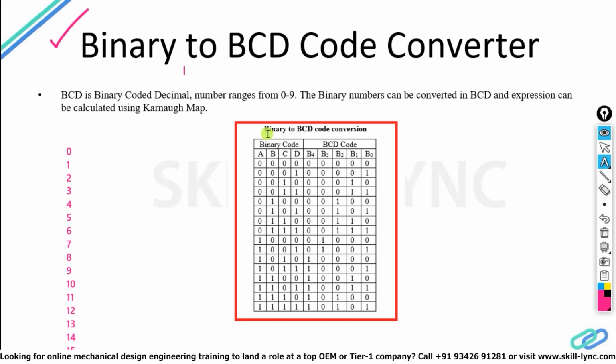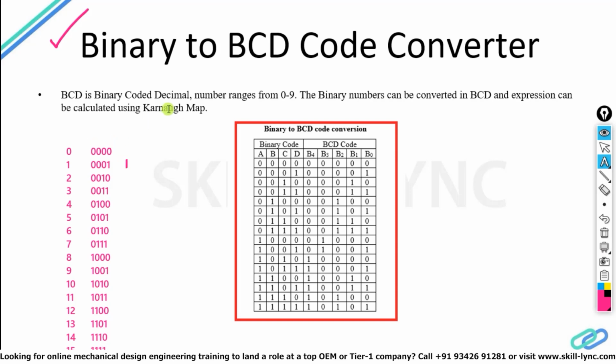And now, what are the BCD equivalent values? We have to make a truth table, where the input will be binary and the output will be BCD. The binary inputs are 0000, 0001, 0010, 0011, 0100, 0101, 0110, 0111, and then 8, 9, 10, 11, 12, 13, 14 and 15. These are the binary values.